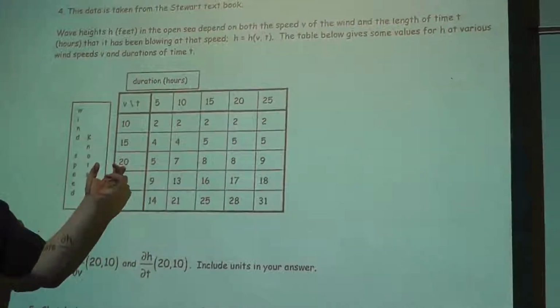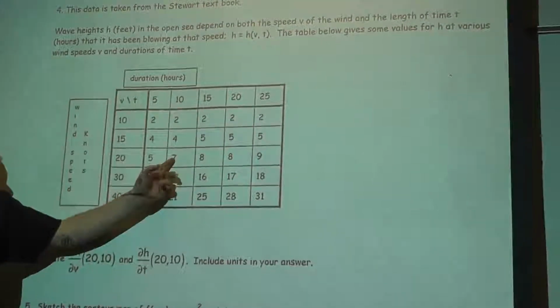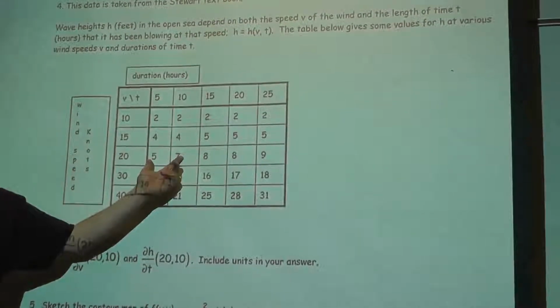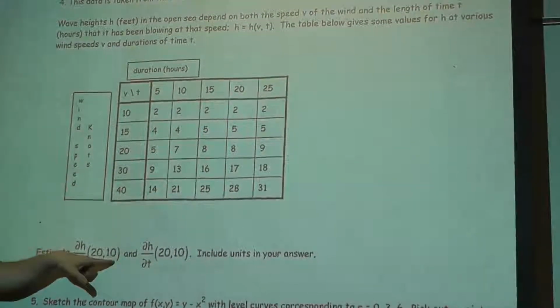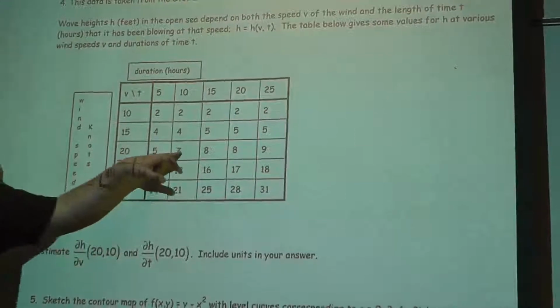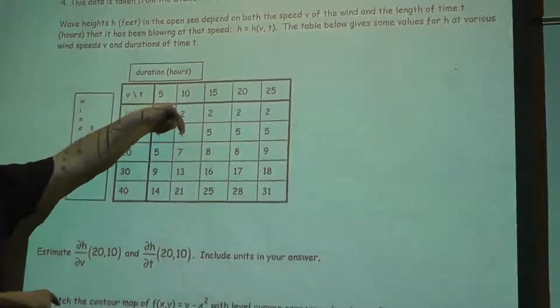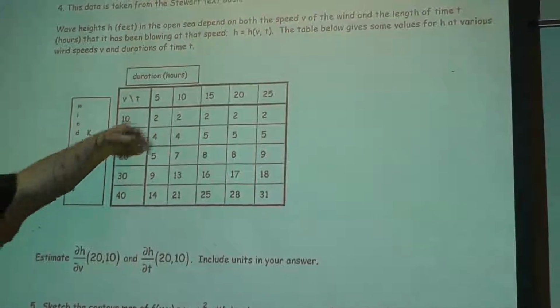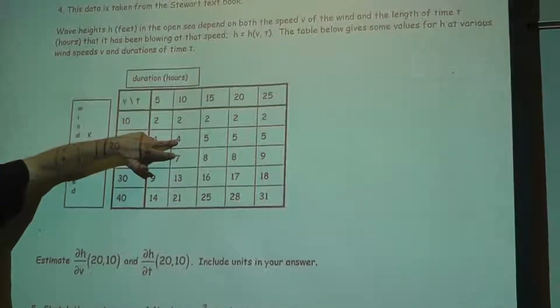So if you have a steady speed of 20 knots for a duration of 10 hours, you get waves peaking at about 7 feet above sea level, okay? Now, if we want to approximate the rate of change of this height as the wind speed is increasing, so in other words, the increasing wind speeds are going this way, we want to essentially estimate this slope.